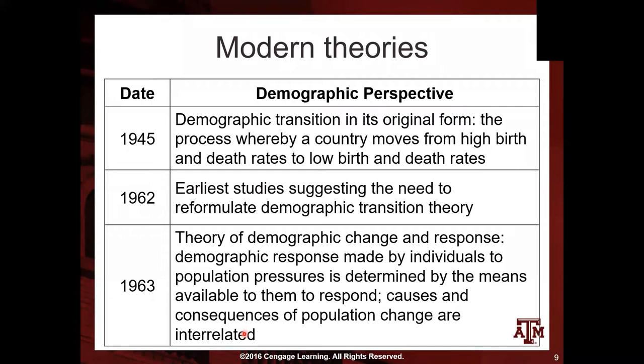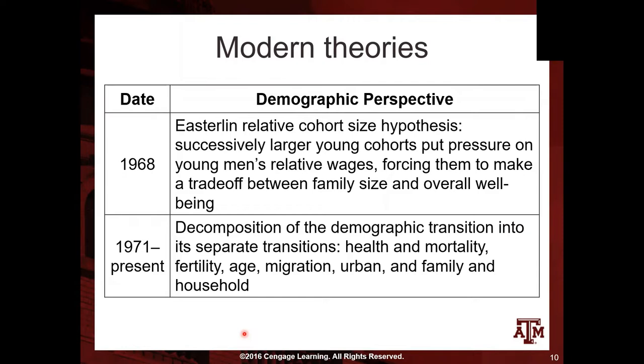Easterlin, in 1968, came up with the relative cohort size hypothesis. Successively larger young cohorts put pressure on young men's relative wages, forcing them to make a trade-off between family size and overall well-being. Around 1968, by the end of the 60s and beginning of the 70s, that's when the baby boom cohort, those people born right after World War II, start to enter the labor market, right? So they are around 15, 20, 25 years old. Right after World War II, what was the baby boom? You have this huge increase in fertility.